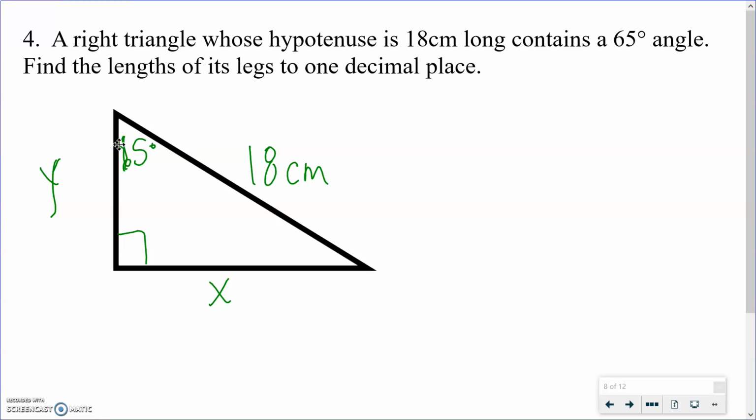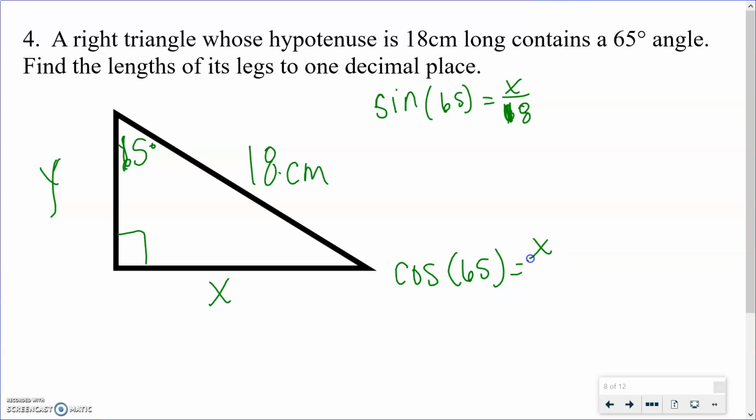So if I'm looking at x, x is the opposite side. And then we have the length of the hypotenuse. So to find x, I'm going to do opposite over hypotenuse. So, sine of 65 equals the opposite over the hypotenuse, 18. And then to find y, I would do the cosine of 65 equals y over 18. Okay, so now I can solve both of these.